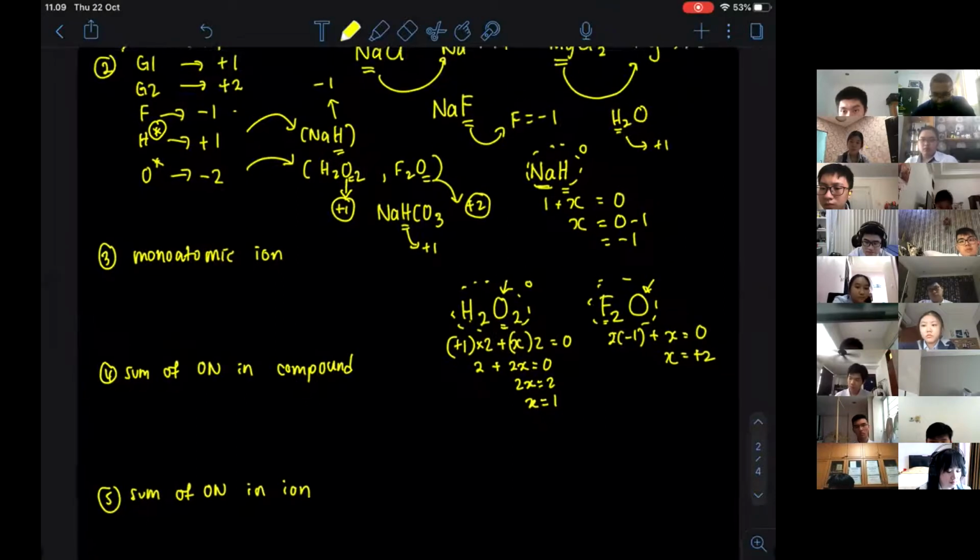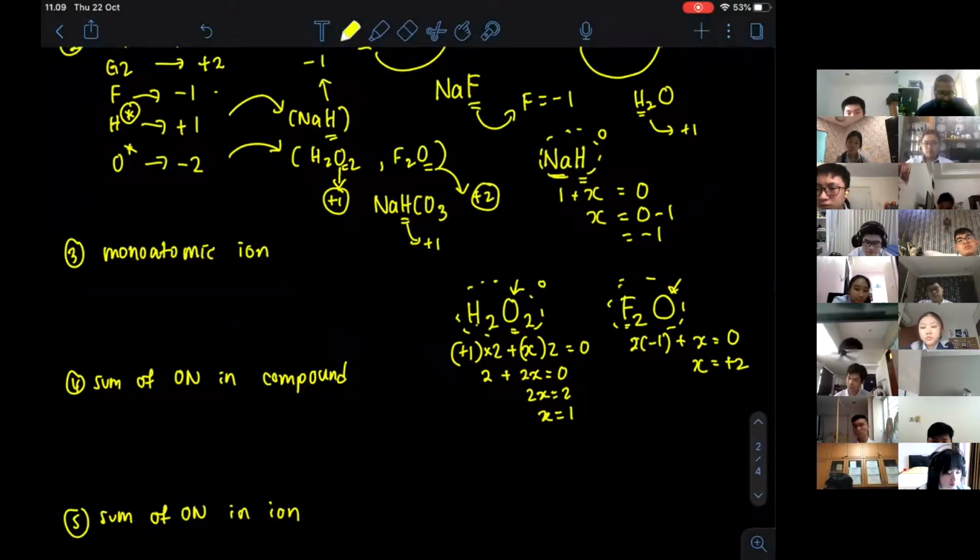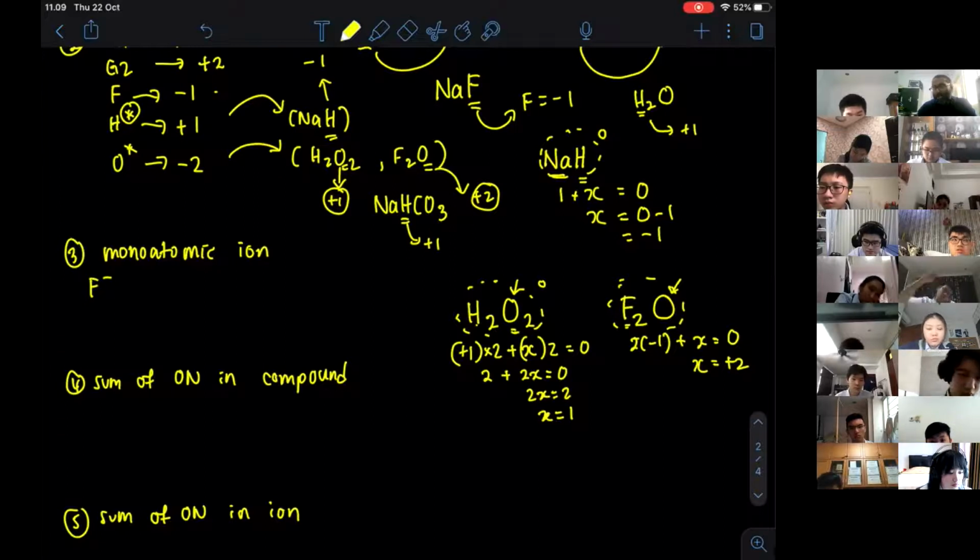So let's look at some other things, for example, if you have any monoatomic ion, this is very easy. If you have any monoatomic ion, the oxidation number follows the ion. For example, if I have F minus, it's a monoatomic ion. So what is the oxidation number? -1. Follow the charge.